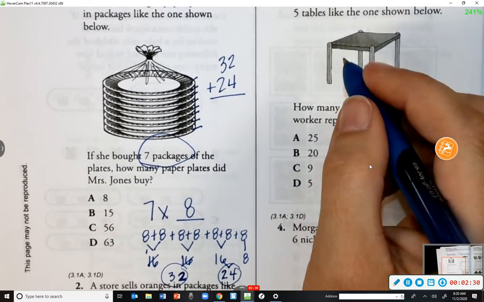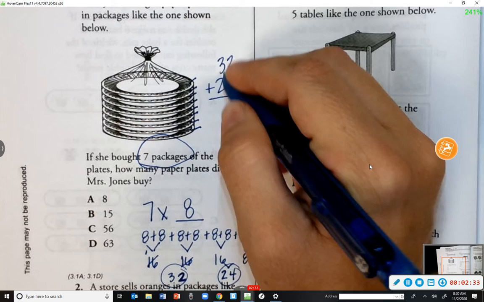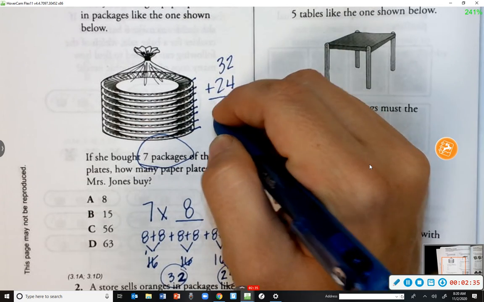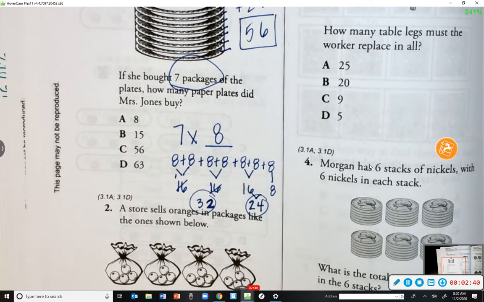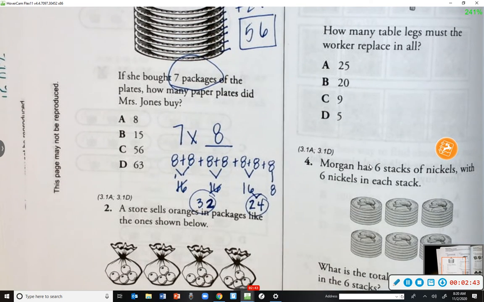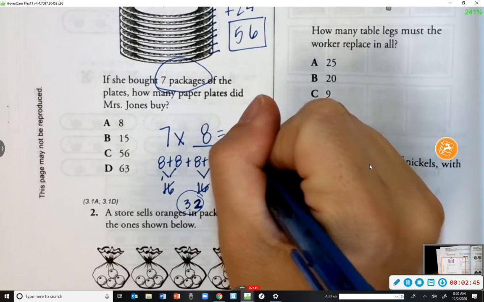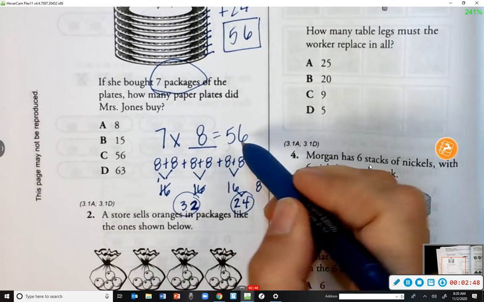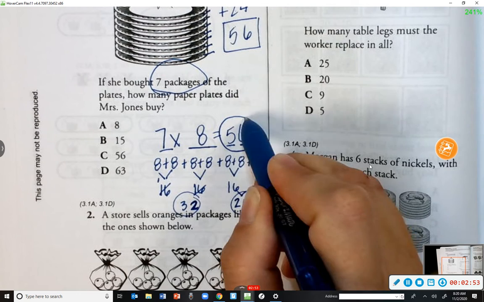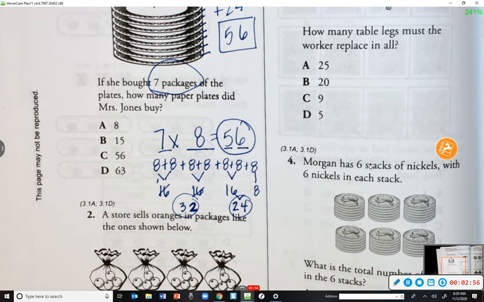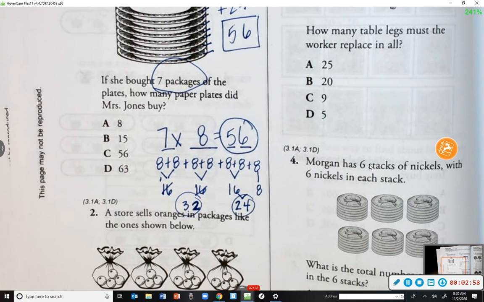What's 2 plus 4? 6, and 3 plus 2? 5. 56. Okay, so let me teach you a trick. I always learned this 7 times 8 this way and never forgot it, even as an adult. So our answer was 56. 5, 6, 7, 8. 56 is 7 times 8. You want to say that with me? 5, 6, 7, 8. 56 is 7 times 8.